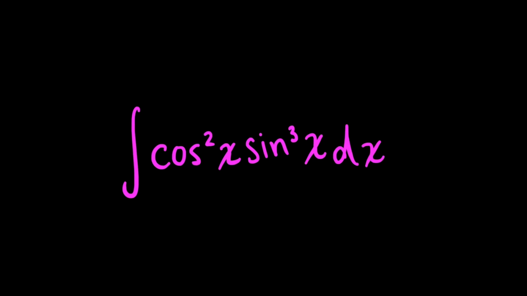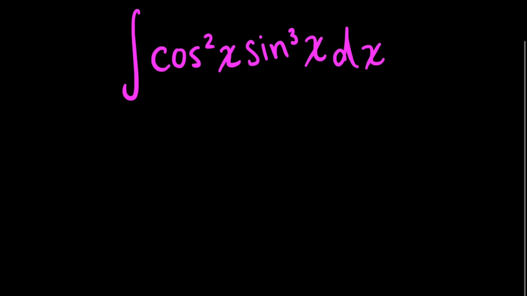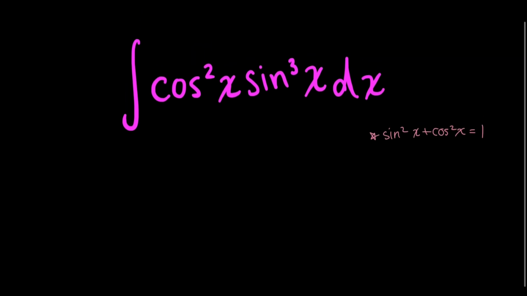Let's integrate cosine squared x sine cubed x dx. These kinds of questions can be solved using the Pythagorean identity, sine squared x plus cosine squared x is equal to 1, and using this to do u substitution. So this is all just a glorified u substitution question, but how we get to the point where we can apply u substitution might not be the most obvious, and that's what we're going to do in this video.